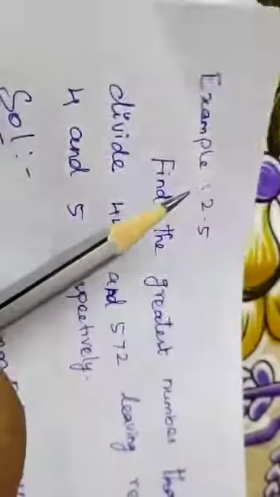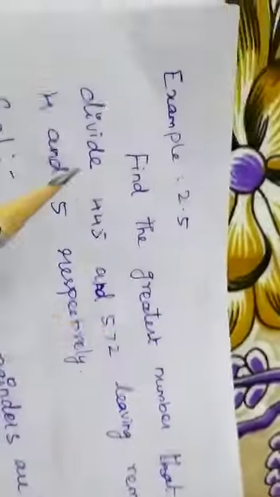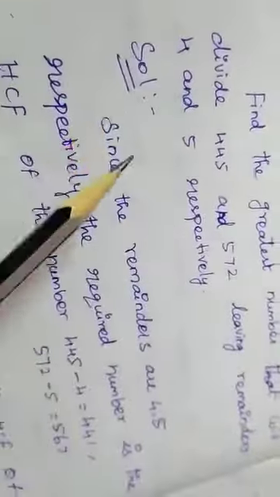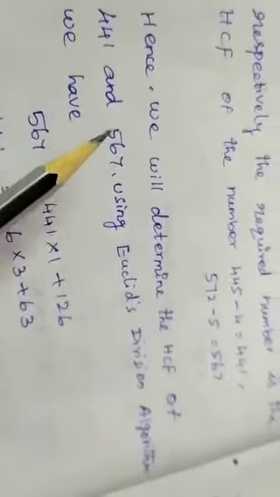Then let me go to the fifth one. Find the greatest number that will divide 445 and 572, leaving remainders 4 and 5 respectively. So in the solution, since the remainders are 4 and 5 respectively, the required number is the HCF of 445 minus 4, that is 441, and 572 minus 5, that is 567. We should first subtract the numbers given as remainders from the whole values. Hence, we will determine the HCF of 441 and 567 using Euclid's division algorithm.